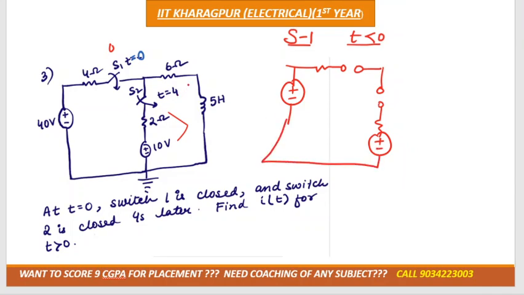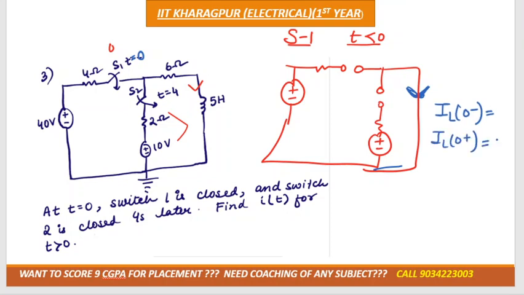They ask you to find i(t), the current across the inductor. Like this, because the inductor will behave like a plain path. So now tell me, is there any current flowing through the inductor? IL of 0 minus equals IL of 0 plus equals 0, right? Because there is no current flowing through this inductor, correct?